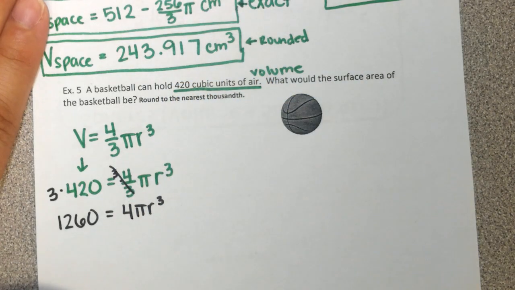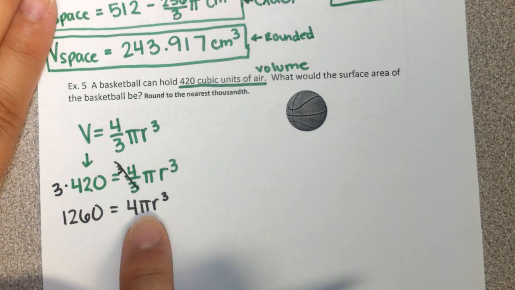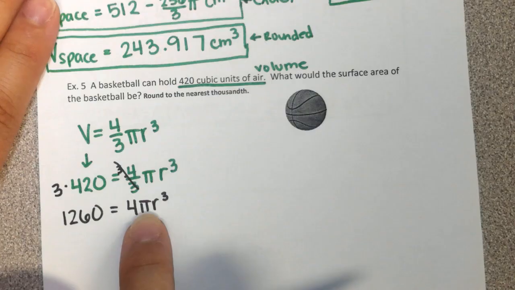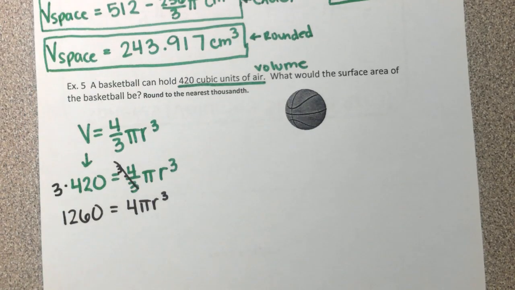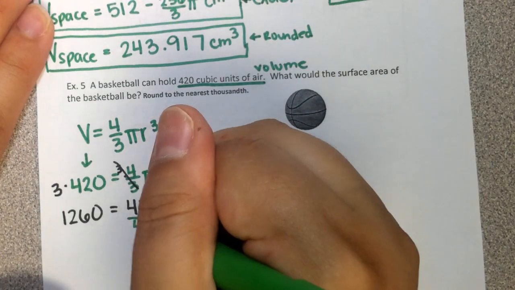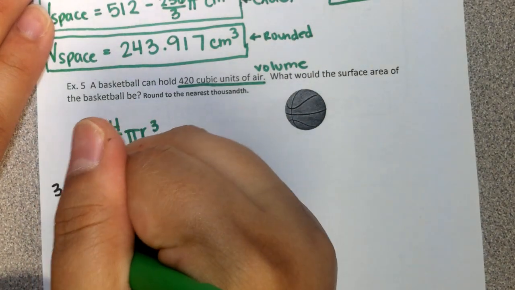What am I going to do next? Divide by, not just 4, what else is next to it? 4 pi. The pi's didn't cancel out this time, so I have to divide by 4 pi. So Inara, now you're going to divide just by pi, unless you did that in the beginning. So now I'm going to divide by 4 pi, and we should end up with the same answer.